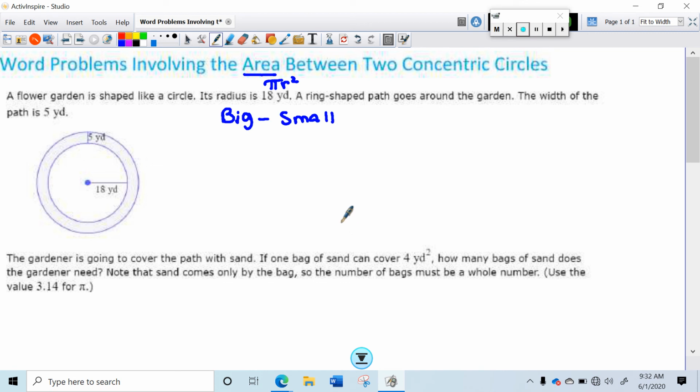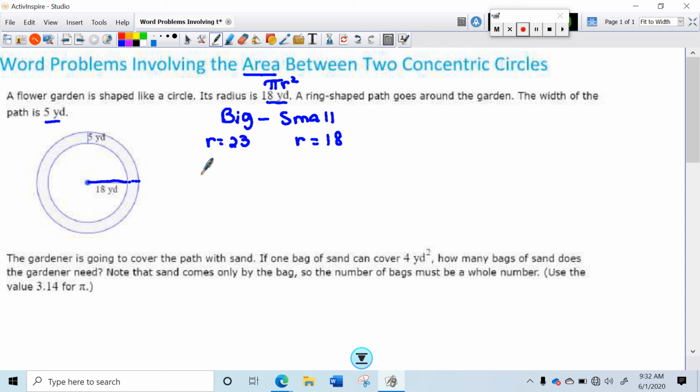The flower garden is shaped like a circle. It has a radius of 18 yards. A ring-shaped path goes around the garden. The width of the path is 5 yards. So you want to take the big circle. Well, from here to here is 18, but then notice it goes an additional 5. So the total radius for the large circle is 23. The radius of the small circle is 18.